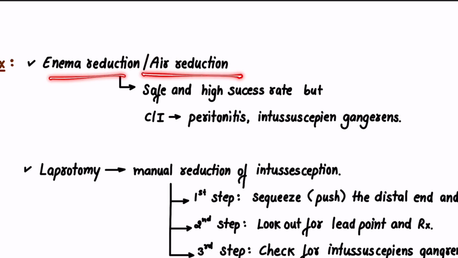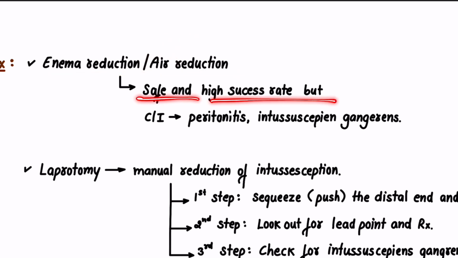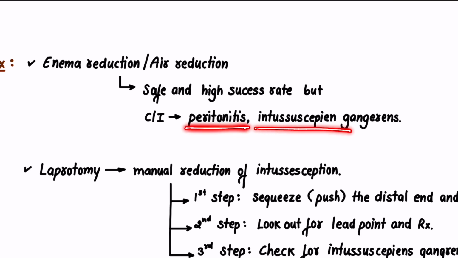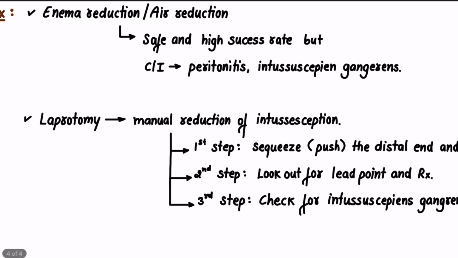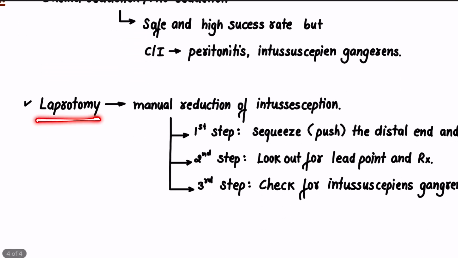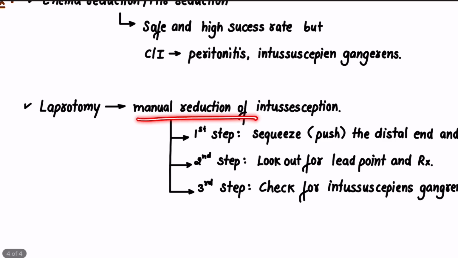So enema reduction or air reduction is safe and has a high success rate, but we should know that it is contraindicated in patients with peritonitis and intussusception gangrene. So if the patient is already having intussusception gangrene, or if the patient is suffering from peritonitis as well, then in these cases we won't go for enema reduction, we will have to go for laparotomy. Laparotomy is manual reduction of intussusception.